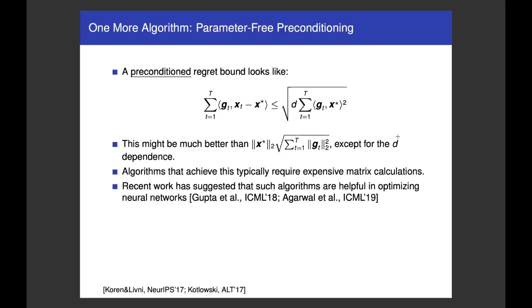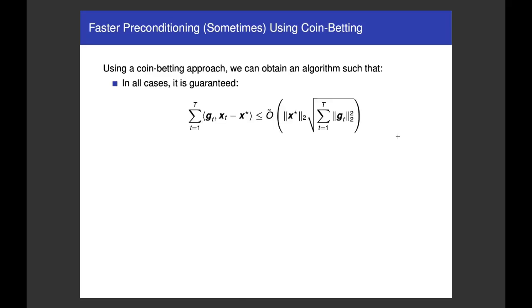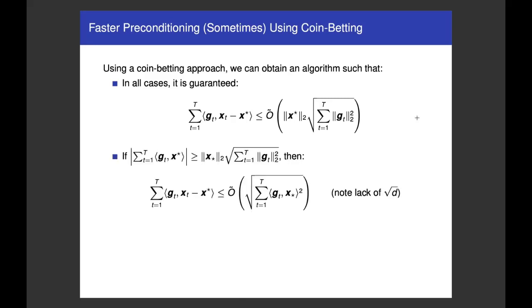And we'll see that we can sort of do this with coin betting. So using coin betting, we're going to provide an algorithm such that no matter what, we always have the same bound that we had before, this two norm adaptivity. But if the gradients have some sort of wonky property that I'm going to discuss in a minute, then we'll obtain this preconditioned regret bound. In fact, we'll do even better because we won't have a square root of d. There'll be no d here. So when this condition is satisfied, this bound is obtained, and it's always better than this bound.